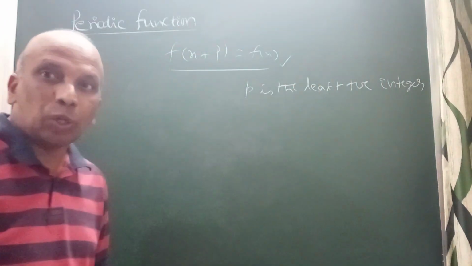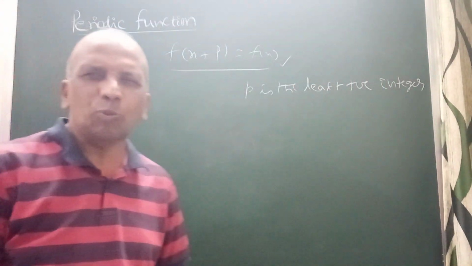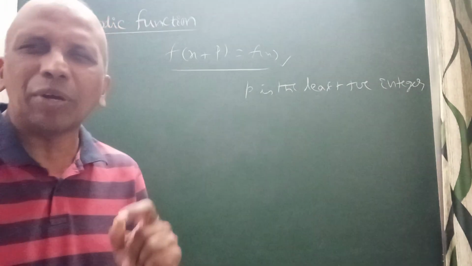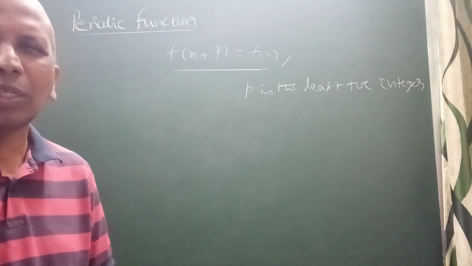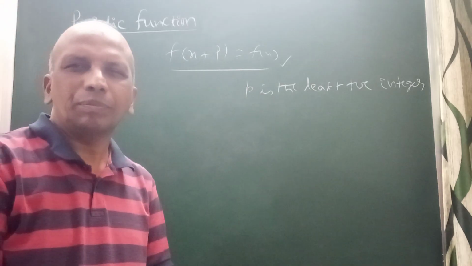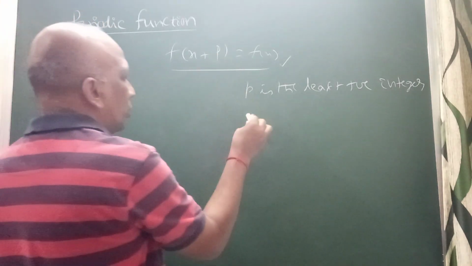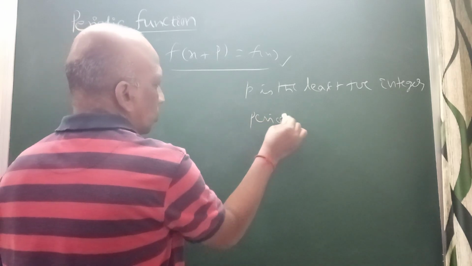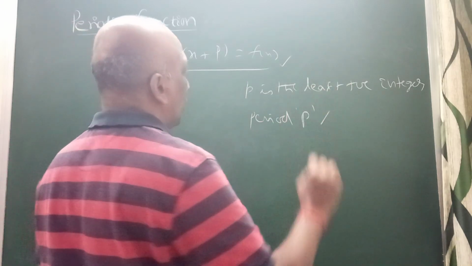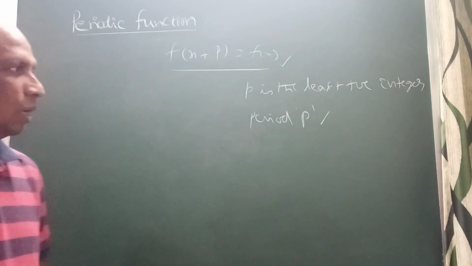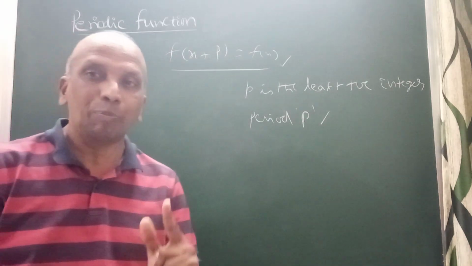f of x plus p is equal to f of x, where p is the least positive integer, then f of x is called a periodic function with period p. So again, with period p, where p is the least positive integer.